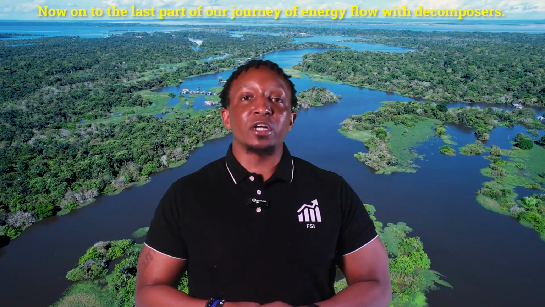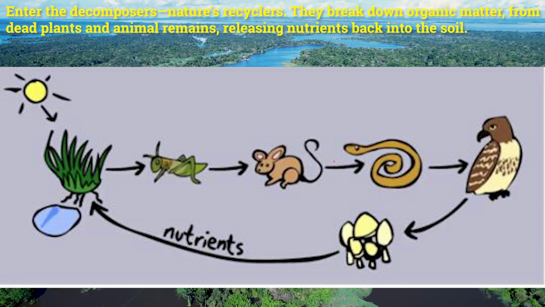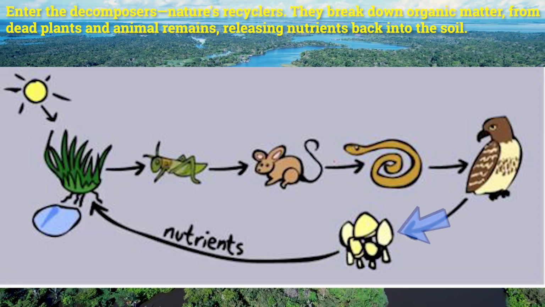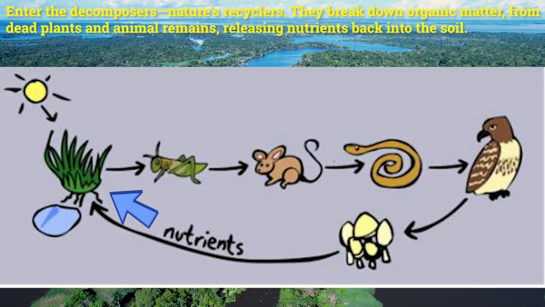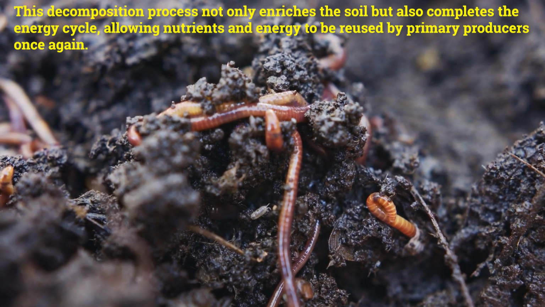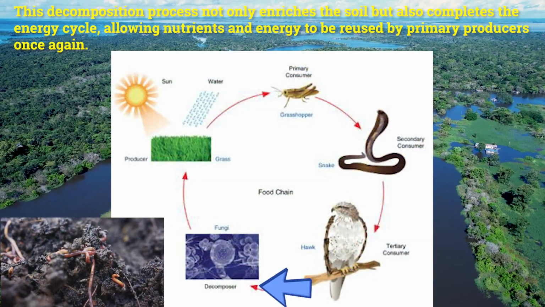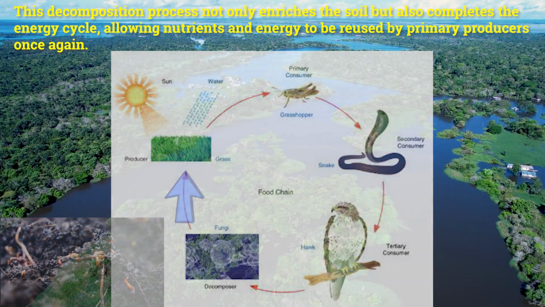Now on to the last part of our journey of energy flow with decomposers. Enter the decomposers, nature's recyclers. They break down organic matter from dead plants and animal remains, releasing nutrients back into the soil. This decomposition process not only enriches the soil, but also completes the energy cycle, allowing nutrients and energy to be reused by primary producers once again.